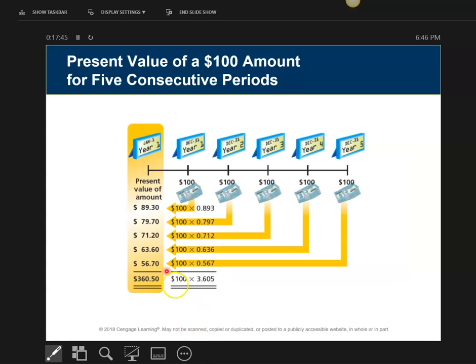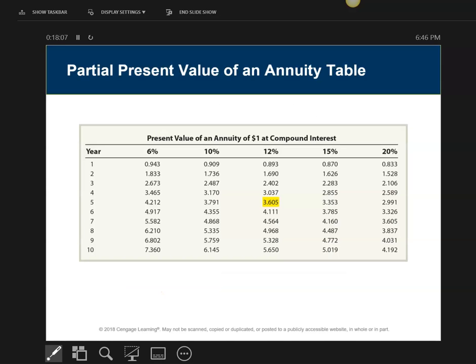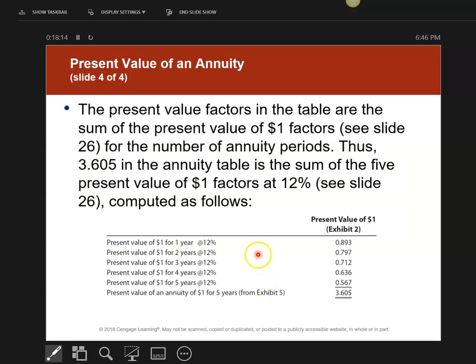So I'm going to take $100 that I'm going to get each year times 3.605, and my answer is going to actually be $360.50. So what this means is the $500 total that I will get over 5 years, today it's only worth $360.50. Okay? So this is a little bit more complicated. So we're going to talk about this right here.